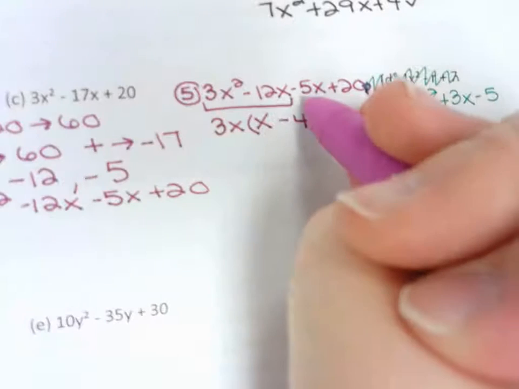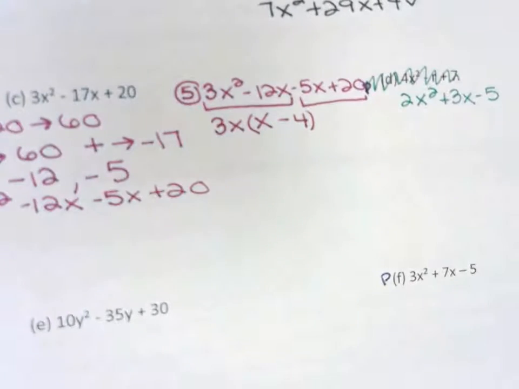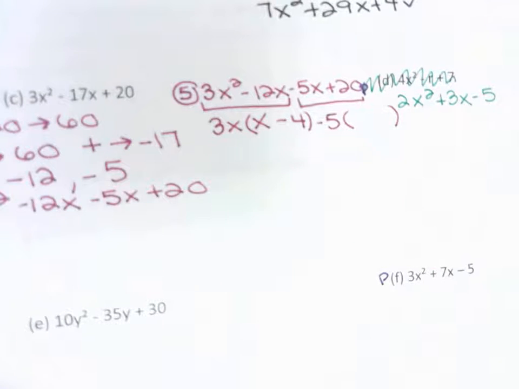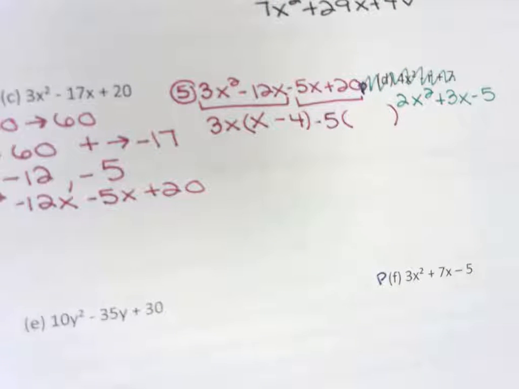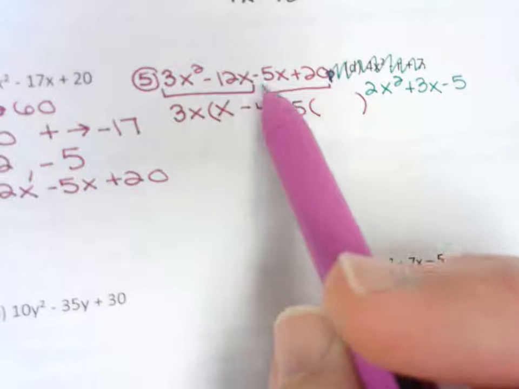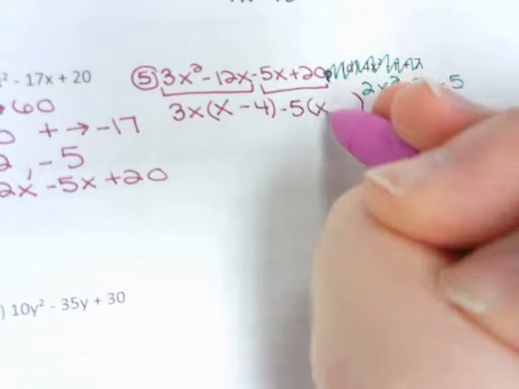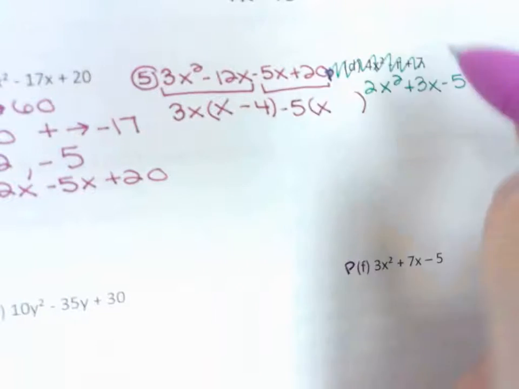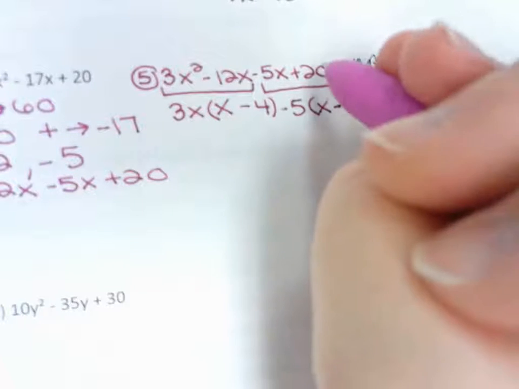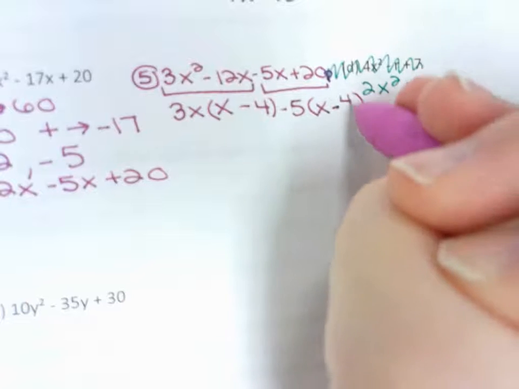Now let's look at our last two terms. Negative 5x plus 20. Let's take out a negative 5. Now if you took out a positive 5, you would notice your signs would be off. So I'm taking out negative 5. Negative 5 times what gives me negative 5x? Negative 5 times what gives me a positive 20? Negative 4. Be careful with your signs.